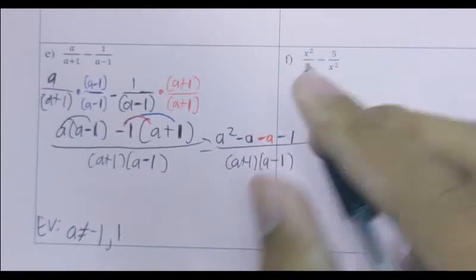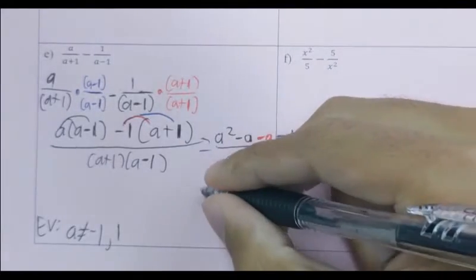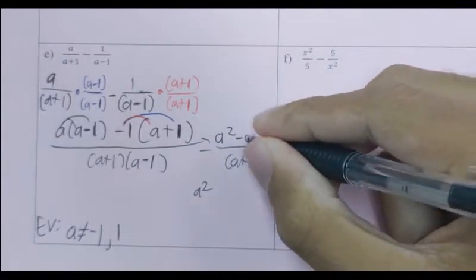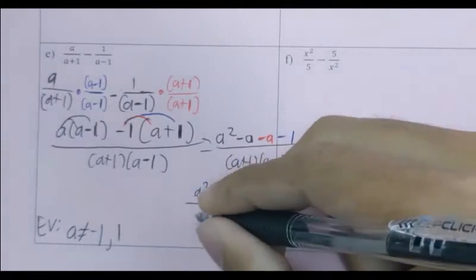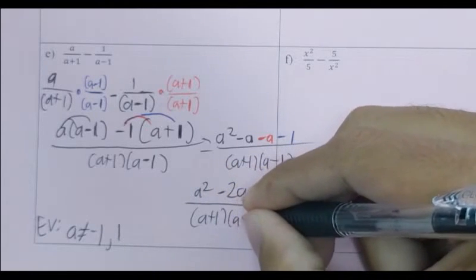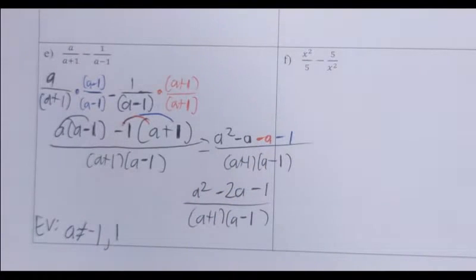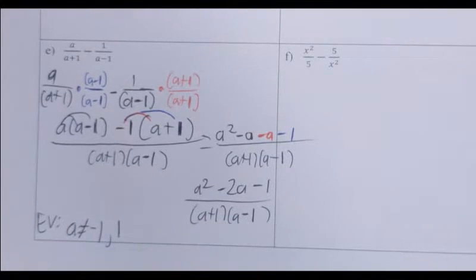Okay, let's combine the like terms in the top. We have a squared, minus a minus another a is now minus 2a, and then minus 1, all over a plus 1, a minus 1. The numerator is not factorable, so this is as fully simplified as we can get.